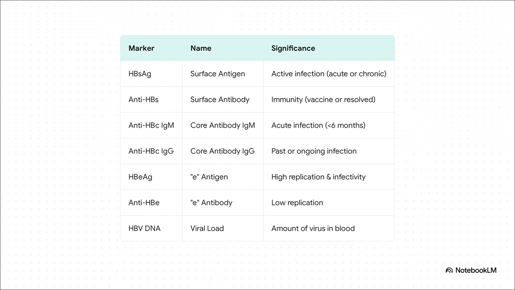First, you have the surface antigen, or HBsAg. If this is positive, it means the virus is actively present. Simple as that. On the flip side, you have the surface antibody, or anti-HBs. This means the person is immune, either because they got the vaccine or they cleared a past infection. The other markers just add color to the story. The core antibody tells you if they've ever been exposed, and the E antigen tells you how infectious they are.